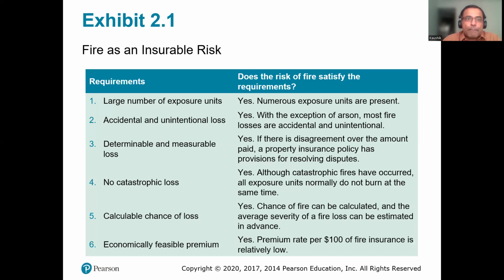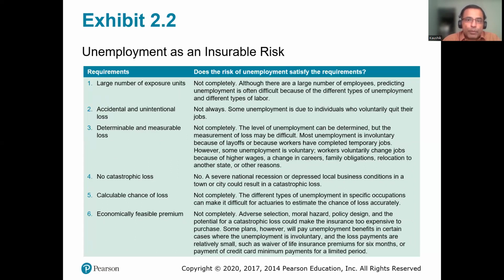Let's look at an example, that is fire. We try to determine whether fire is an insurable risk. We look at the 6 characteristics and whether fire satisfies those characteristics. Similarly, for unemployment, whether it satisfies the 6 desirable characteristics and hence whether it is an insurable risk.